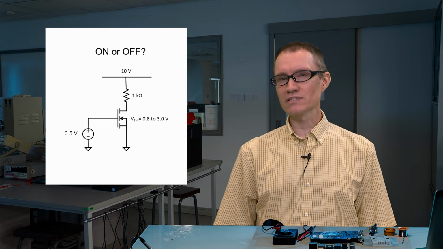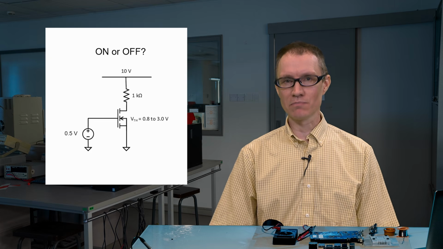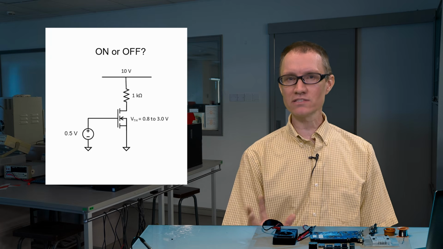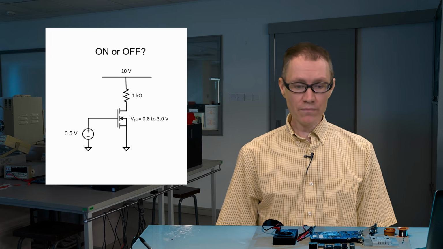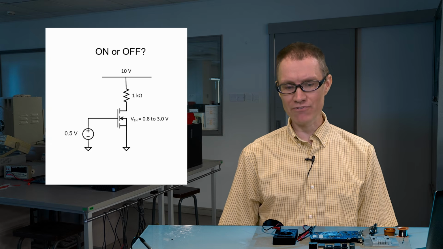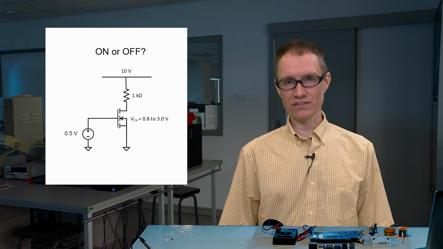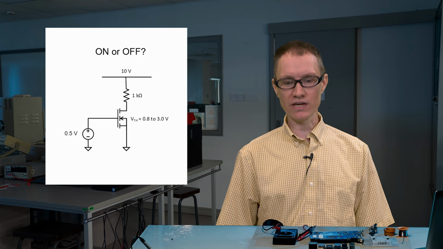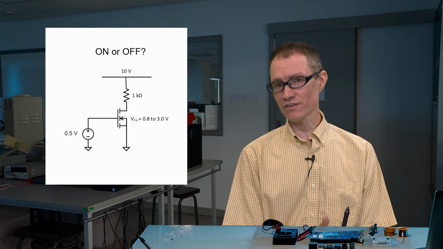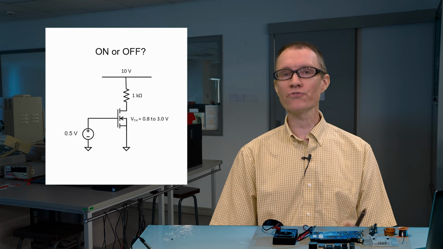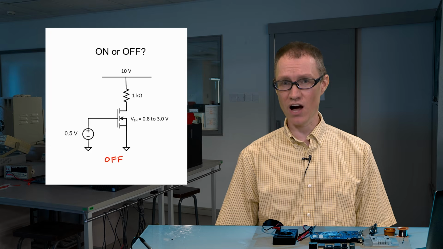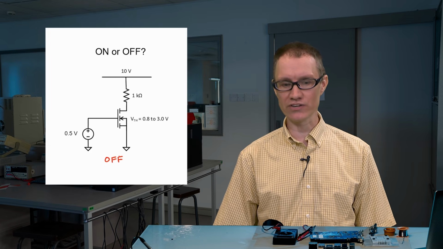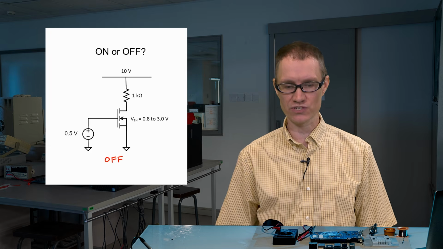Let's work a few simple examples to get the hang of working with these MOSFETs. First of all, take a look at this circuit. Is this transistor on or off? Well, the gate voltage here is a half a volt, and we know from the datasheet that the threshold voltage is going to be between 0.8 and 3 volts. We're below threshold no matter what. Therefore, this transistor is always off. There's not going to be any current flowing from drain to source.